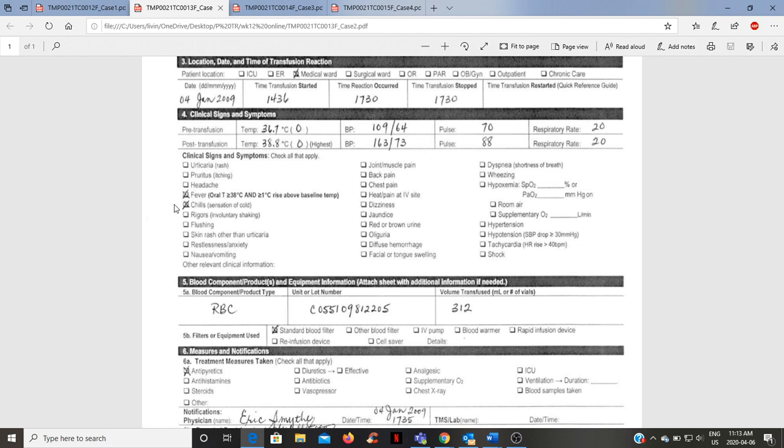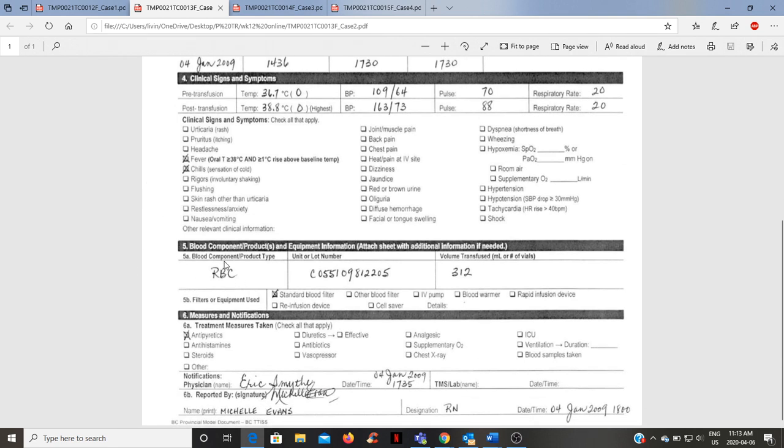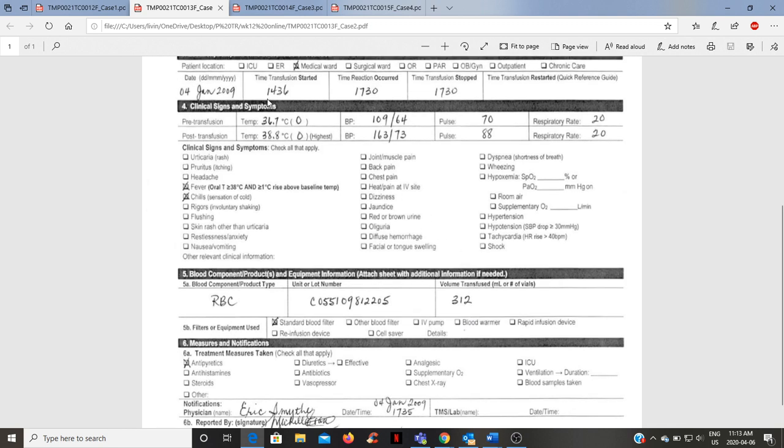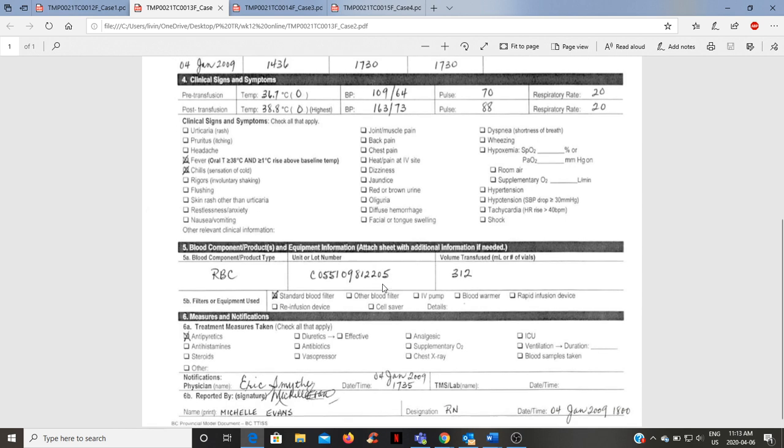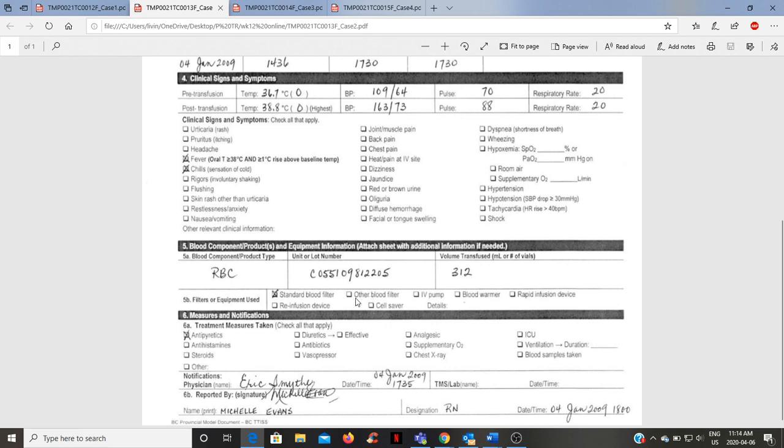So both qualifiers are there. It increased at least more than 1 degree above the baseline and is also over 38 degrees. So that's a fever. So we've got fever and chills. Those are significant. Here's the component. He was getting red cells. There's the unit number. And the volume transfused was 312 mils, which makes sense because this transfusion was running for about 3 hours, so he would have been just about finished receiving all of that.